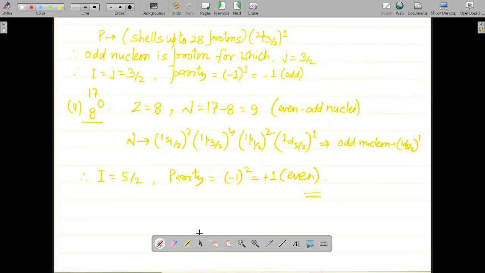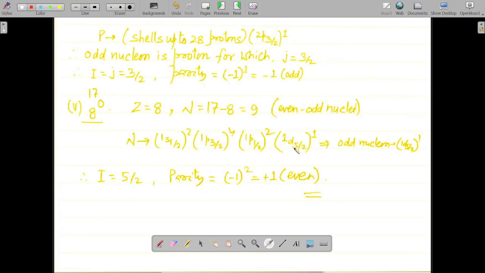And how to write this nuclear configuration, there is no need to tell again and again. You can watch the previous lectures and understand with the help of them. You have to draw the nuclear energy level diagram, and from that diagram you write the nuclear configuration. It's very easy. So 1d5/2 has 1 nucleon in the last, so the odd nucleon resides in 1d5/2. So clearly I equals 5/2, because the value of J is 5/2 for this.